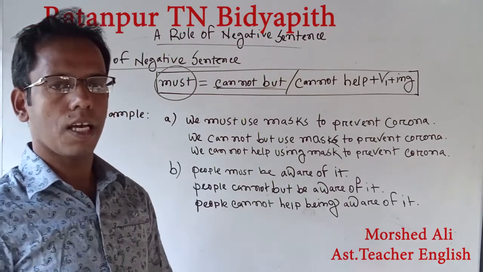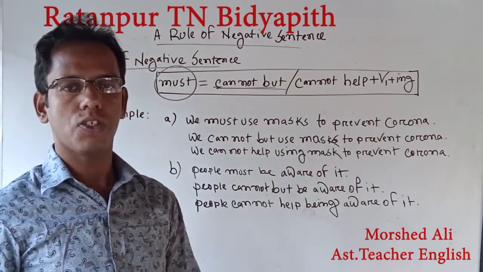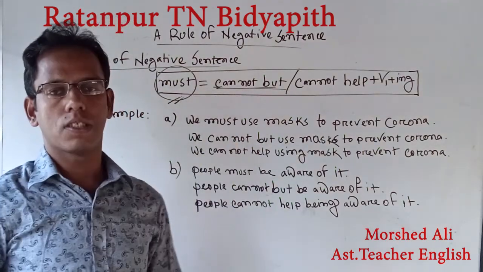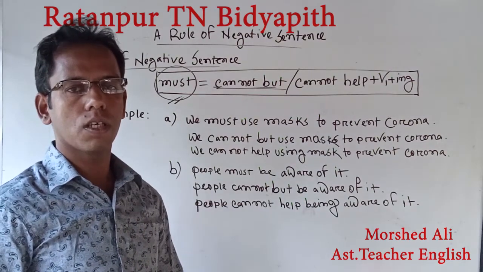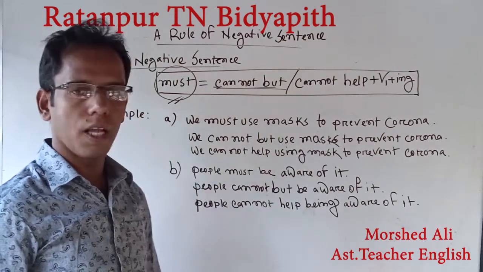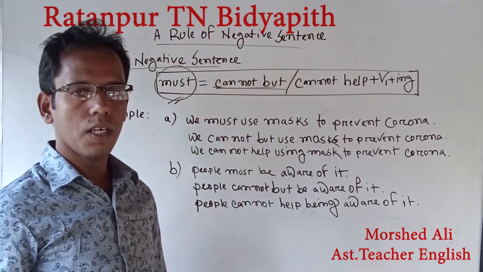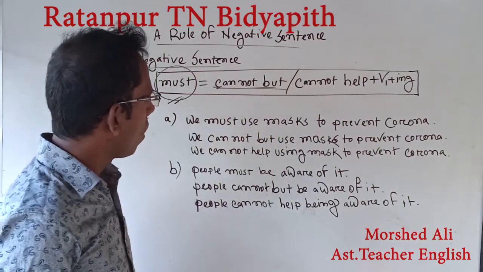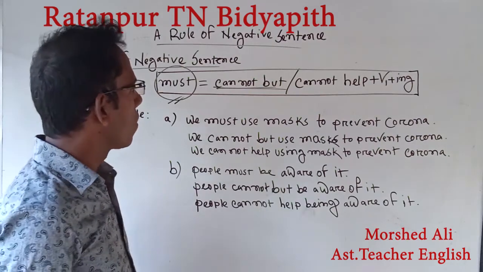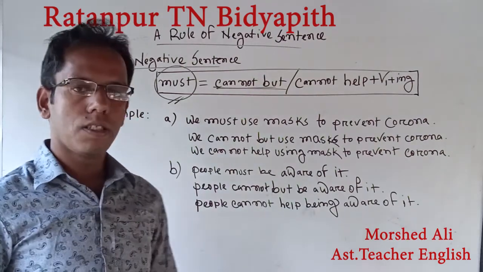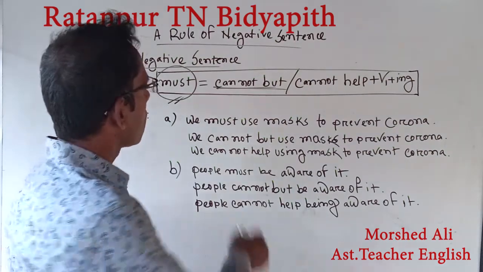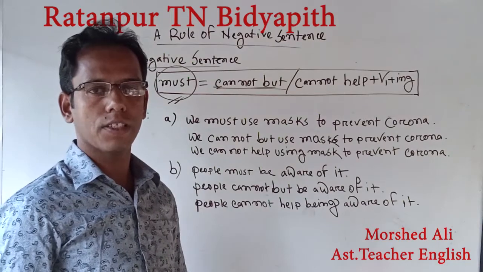And in this type of affirmative sentence, if we observe the use of must, then we have to use in place of must, cannot but or cannot help plus verb plus ing. Either of the two, we can use only one, not two. This is your turn. That means you have to bear in mind and remember this point: cannot but or cannot help plus verb plus ing.